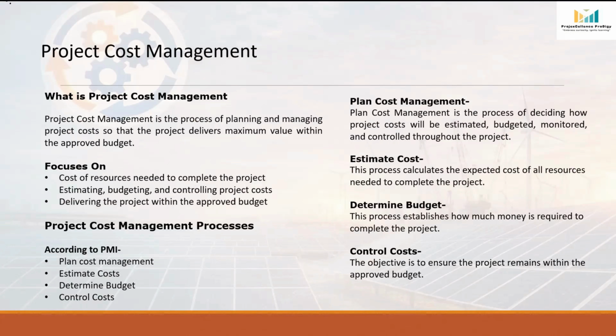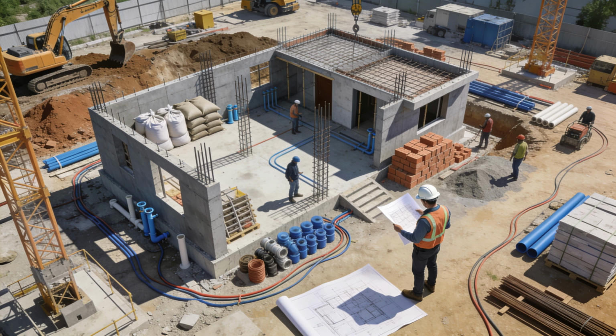Project cost management mainly focuses on three important areas. First, it focuses on the cost of the resources needed to complete the project. For example, suppose you are building a house. Before construction begins, you identify all the resources you will need, like cement, steel, bricks, labor, electrical materials, plumbing materials, and construction equipment.